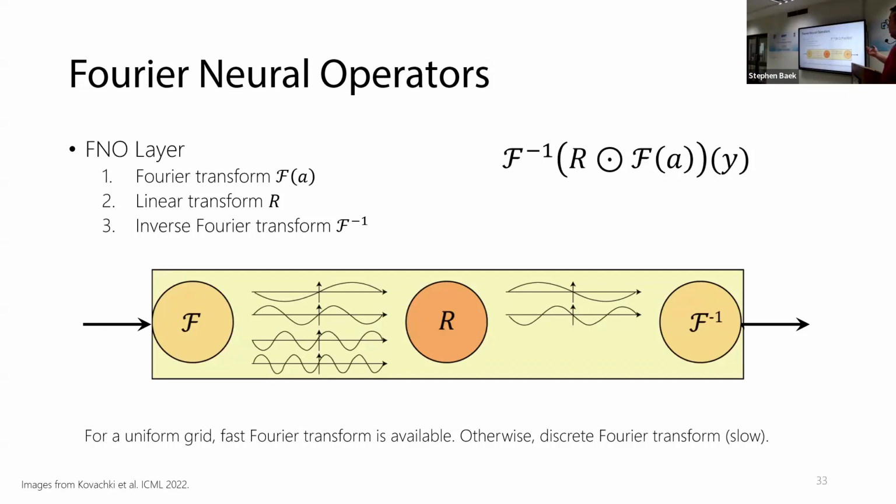Inside the implementation of neural operators, you will see basically these three steps. One is the Fourier transform of any given input signal A. Whenever input comes in, a Fourier neural operator layer will first perform the Fourier decomposition of that input signal. Any arbitrary function will be decomposed into a bunch of sine waves and the coefficients associated with different sine waves. Then we perform a linear transform R. That's the learnable parameters inside the neural network.